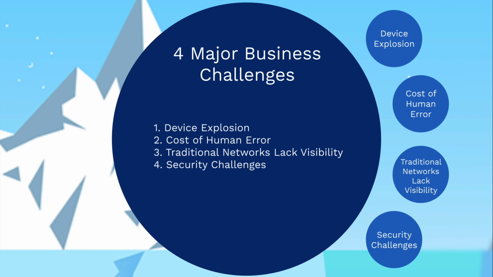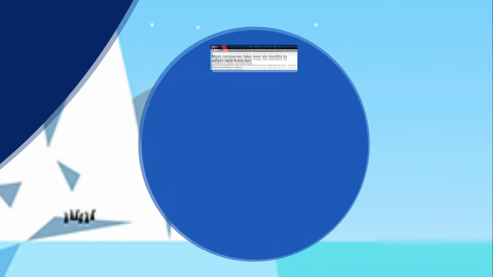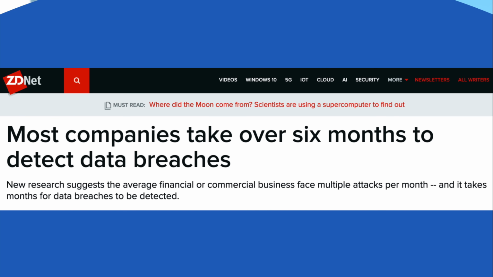All of these issues that we have talked about so far could easily lead to major security issues. According to the ZDNet report, most companies take over 6 months to detect a breach. Guys, that is absolutely insane if you think about it, right?